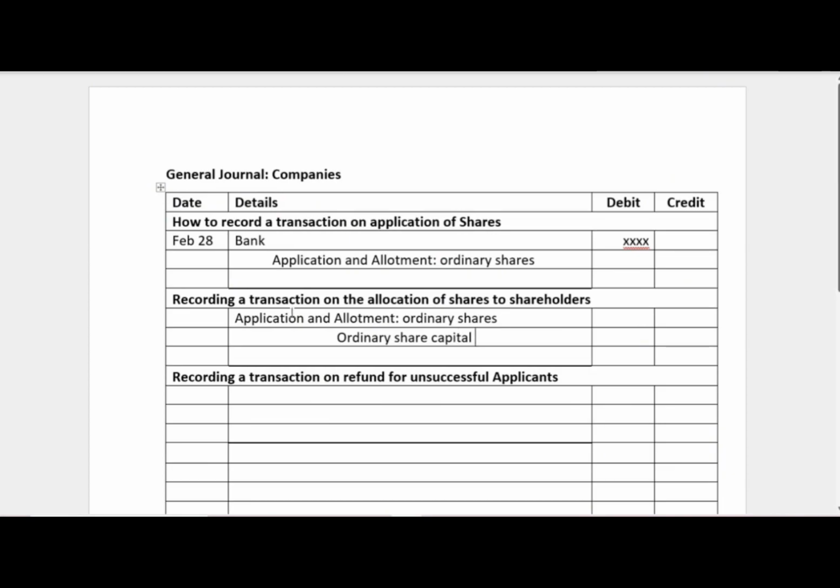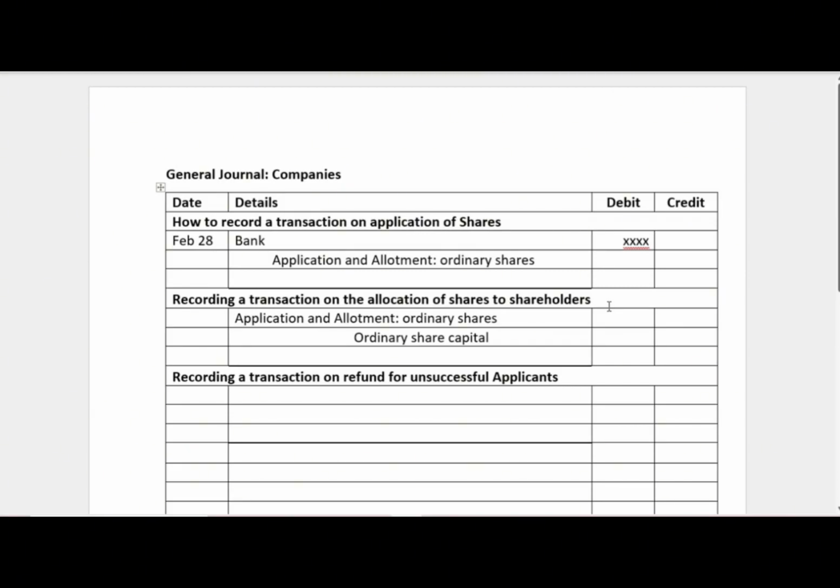Some of you make the mistake of saying you just debit or credit ordinary share, and you forget this capital. It must be capital, right? Because when people buy shares, they are basically increasing the capital of the company. So you need to say ordinary share capital. You don't want to lose marks because you just said ordinary share and forgot to say capital. All right, and then you can narrate that this is an allocation of shares to shareholders. That will be your narration, right?